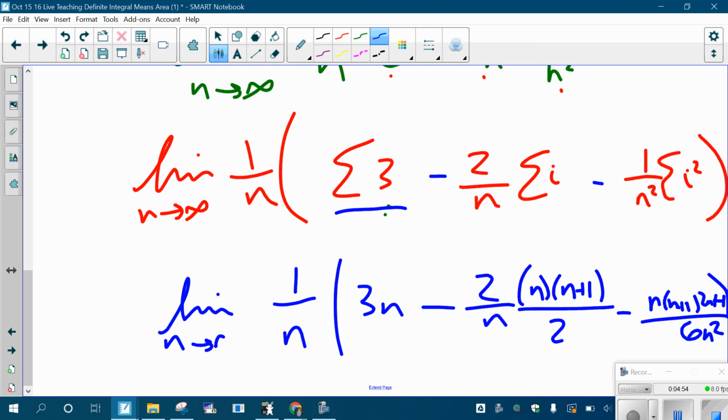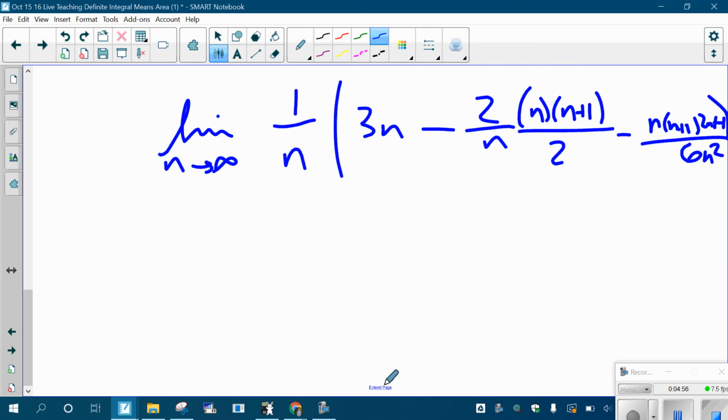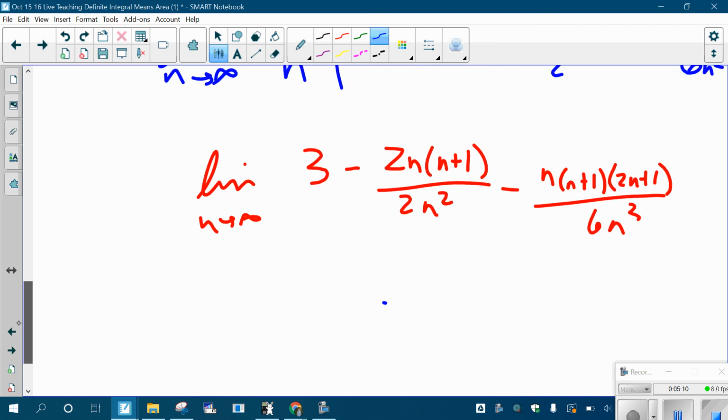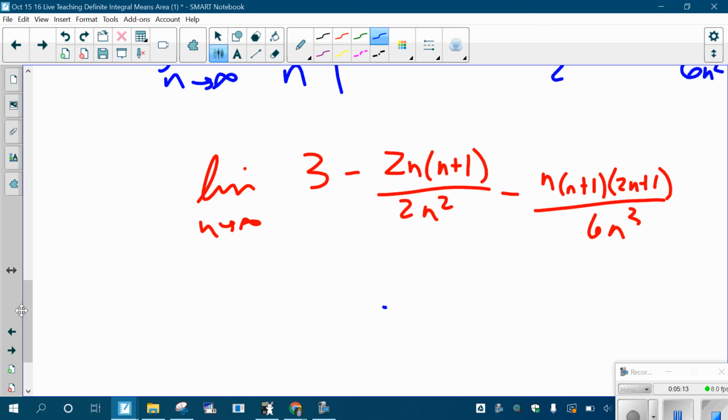At this point, it's not too bad because I have all n's. This is just a limit with n's. I'm going to distribute that 1 over n in. Do that really quick. Okay, all I did was distribute that 1 over n into the 3 terms, and I'm left with this. And now again, this is a limit you guys know how to do. The limit of a constant is just the number, like that 3 just stays there.